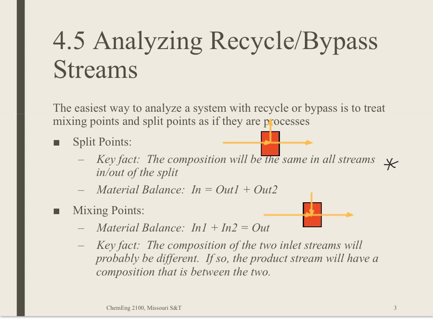Now, mixing points, again, just draw a little box over it. In this case, we have one stream in, another stream in, one stream out. So N1 and N2 is going to equal N in the stream that goes out. Now, the compositions here will probably be different, right? If you were to mix up two different batches of anything, whether it's lemonade or maybe you're making lemonade and iced tea, the compositions are different in the two things, and what you come out with is a lemonade sweetened tea. Okay?